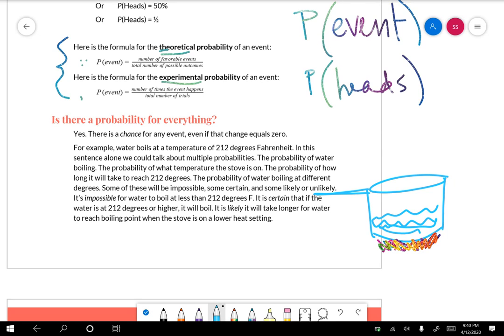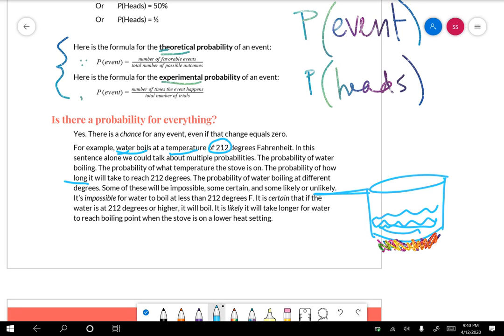Water boils at a temperature of 212 degrees Fahrenheit. In this sentence alone, we could talk about multiple probabilities. We could talk about the probability of water actually boiling, the probability of what temperature the stove is on, the probability of how long it will take to reach 212 degrees, and the probability of water boiling at different degrees. Some of these will be impossible, some will be certain, some will be likely or unlikely.